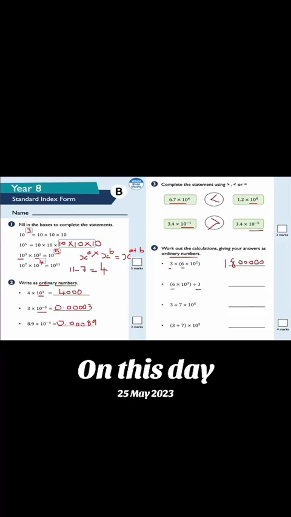6 divided by 3 is 2. 2 times 10 cubed is going to be 2,000.